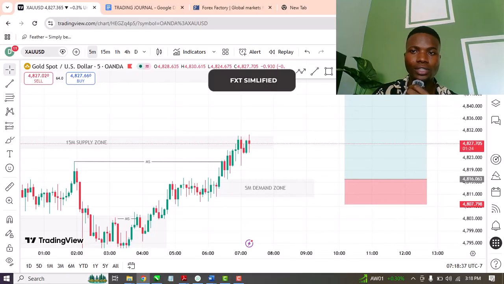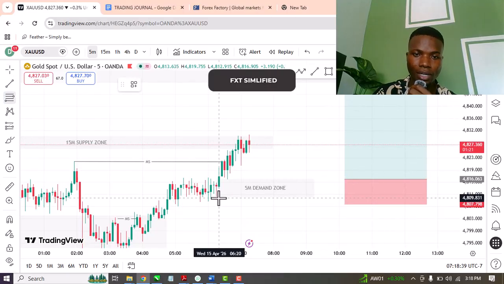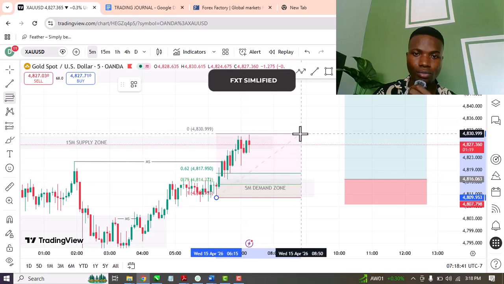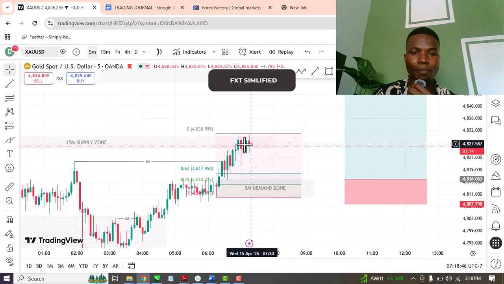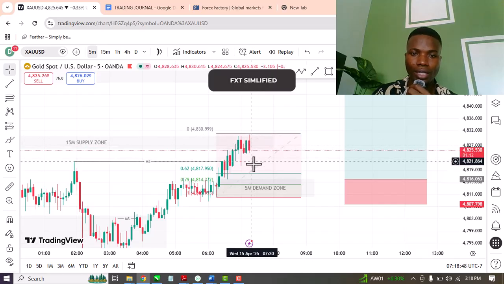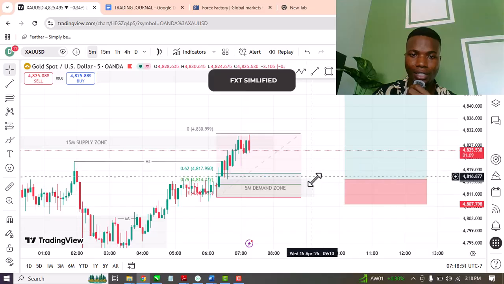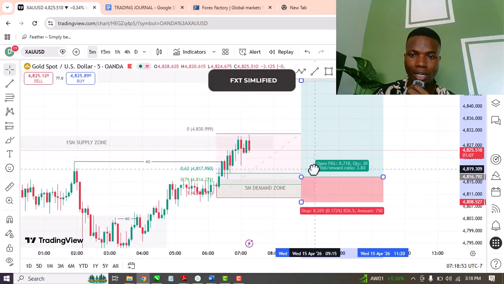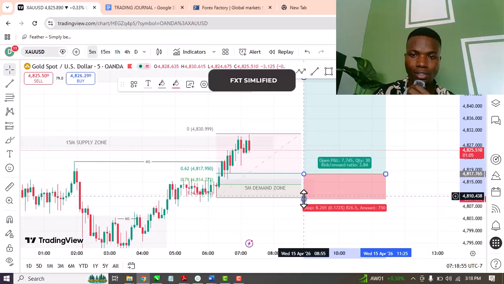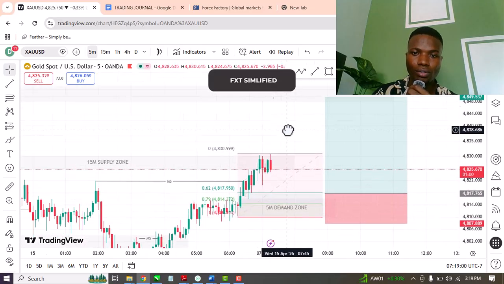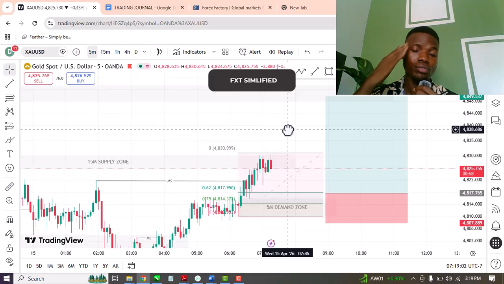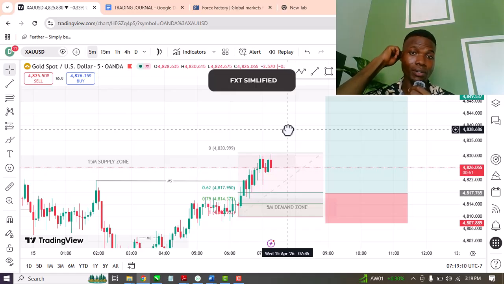Let me just check a few things out again. This is my Fibonacci tool, and it's not advisable that I buy at this zone here. This is the best area that I can buy this market. Let us see how this is going to react here. Then that is when I will know if I'm going to trade or not.